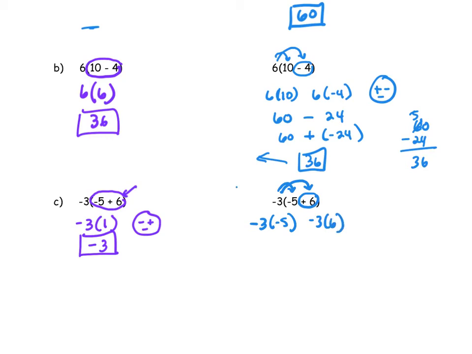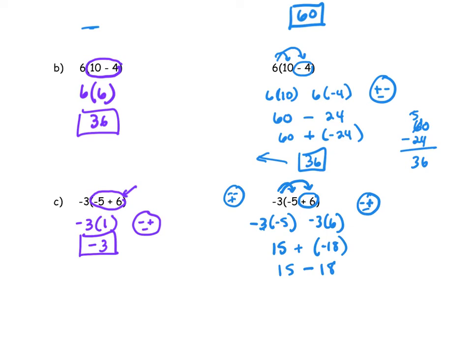Let's just remember that if we have a negative times a negative, we get a positive answer. These rules only work when we're multiplying. So I'm going to get a positive 3 times 5 is 15. But over on this other side, I have a negative 3 times a positive 6, so I'm going to get a negative answer. So I can either write it plus negative 18, or I could write it as 15 minus 18, whichever way is most comfortable to you.